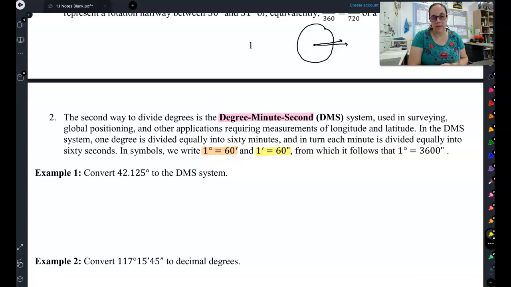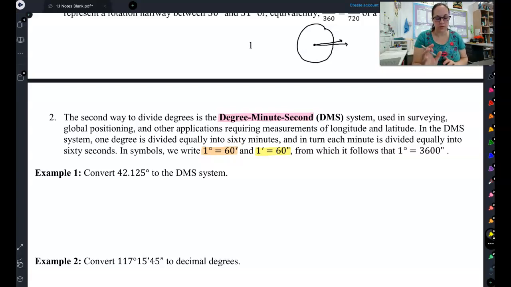Now, one thing you need to keep straight in your head. When I say minutes and seconds here, I'm not talking about time. They use the same word, but this is actually a measure of rotation, not a measure of time. So 1 minute is 1/60th of a degree. It's a very, very small fraction of a rotation of an angle. So don't think of this as a measurement of time here.